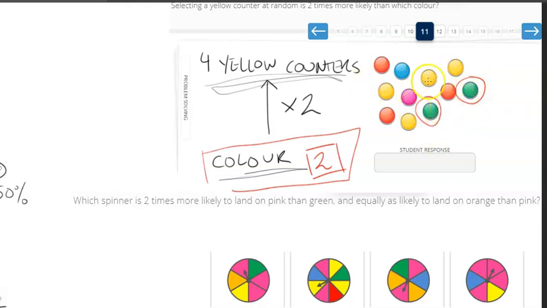It can only be green because green is the only one that has 2. Can't be yellow, obviously, because that's the one we're talking about, but there's 4 of them. It can't be pink because there's 1. It can't be red because there's 3, and it can't be blue because there's also 1. So our correct response in this case is green.